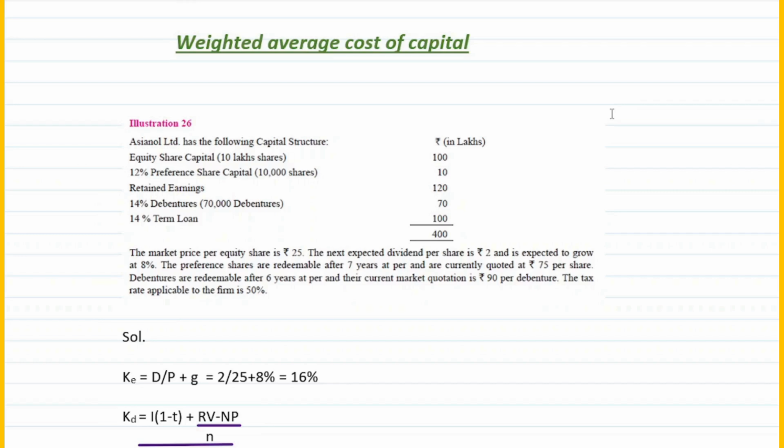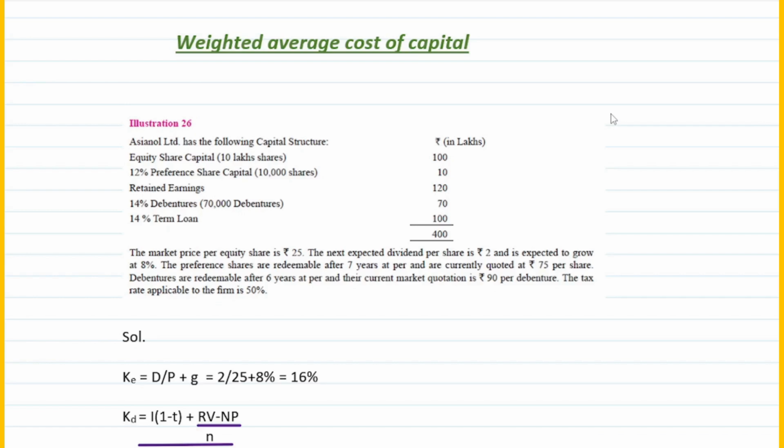Today we'll cover 3 questions, 2 from your CMA study material and 1 from CA study material. I hope you've revised the topics and formulas from the previous videos. So we'll just go to the question. A Limited has the following capital structure. It has equity share capital, preference share capital, retained earnings, debentures and term loans.